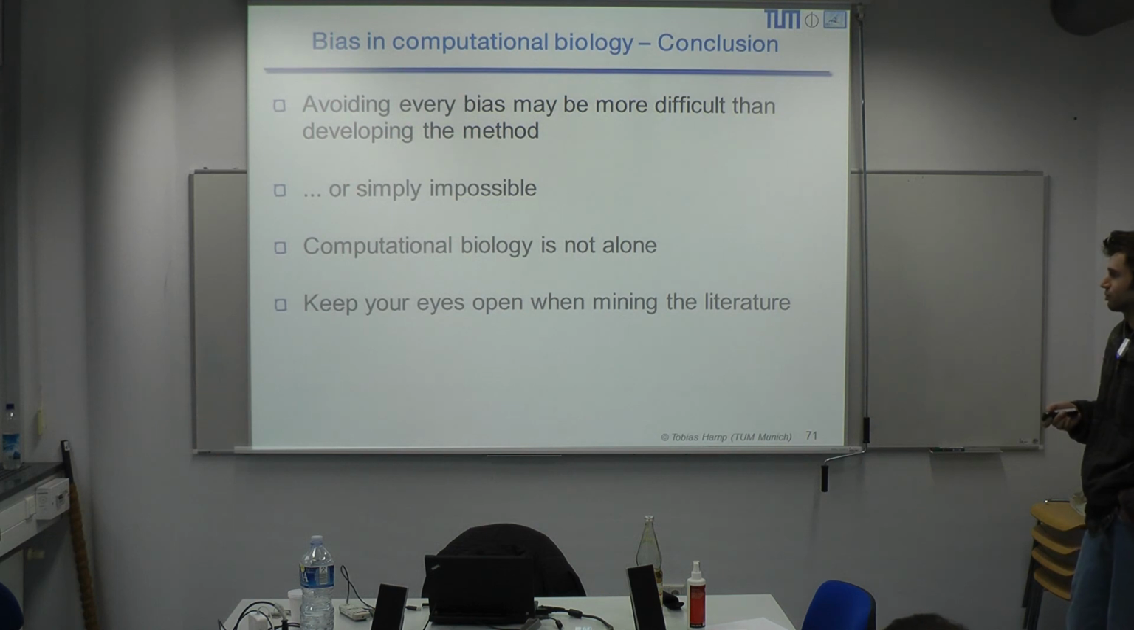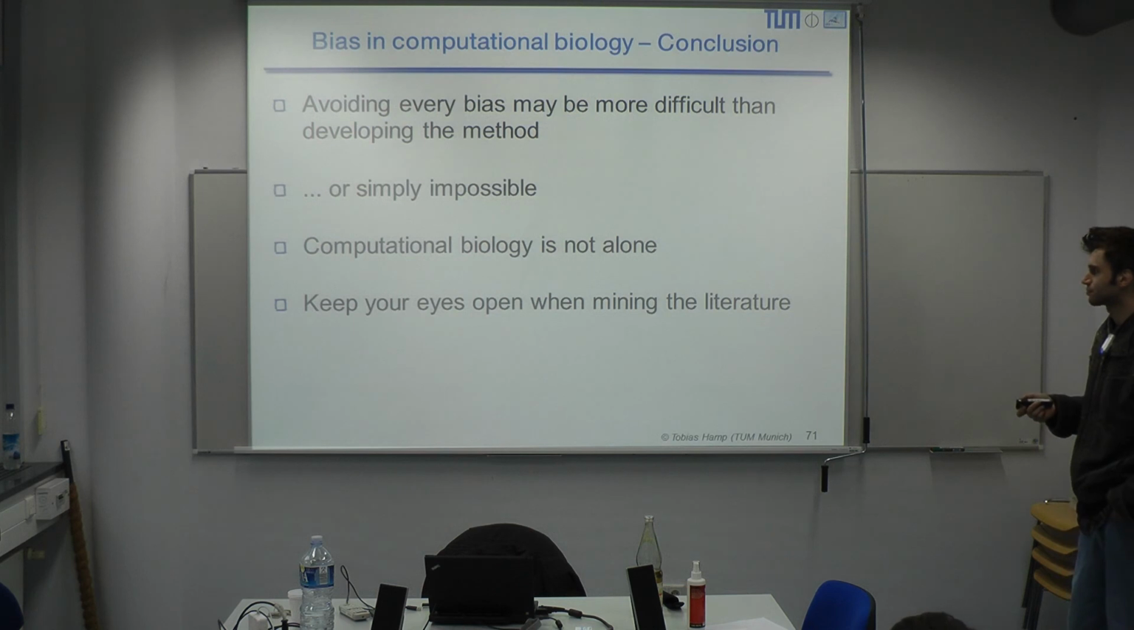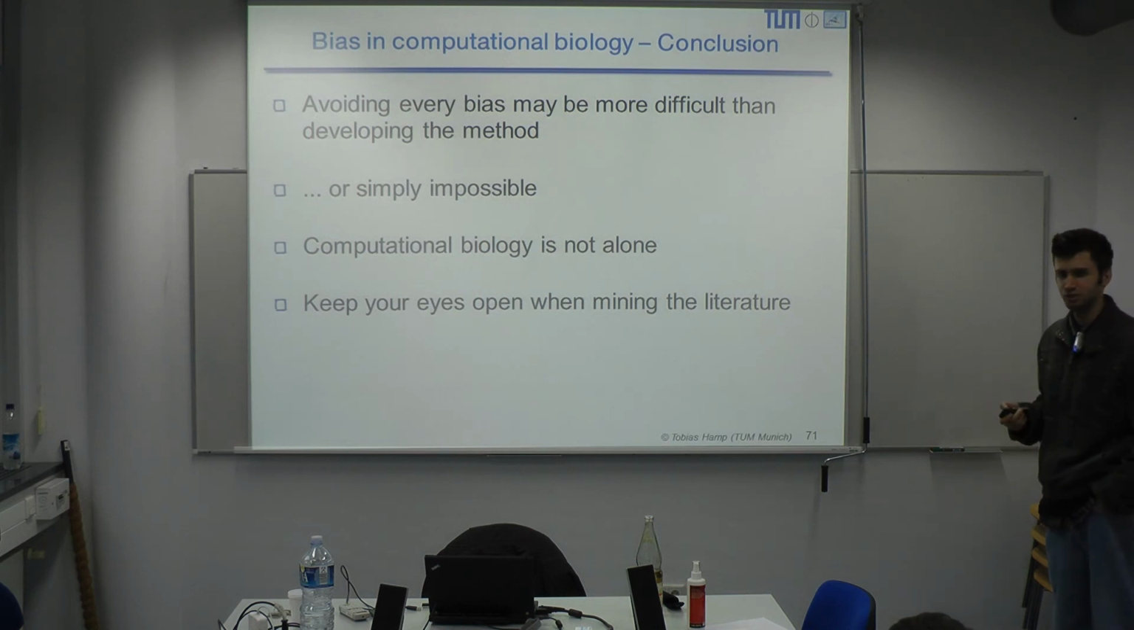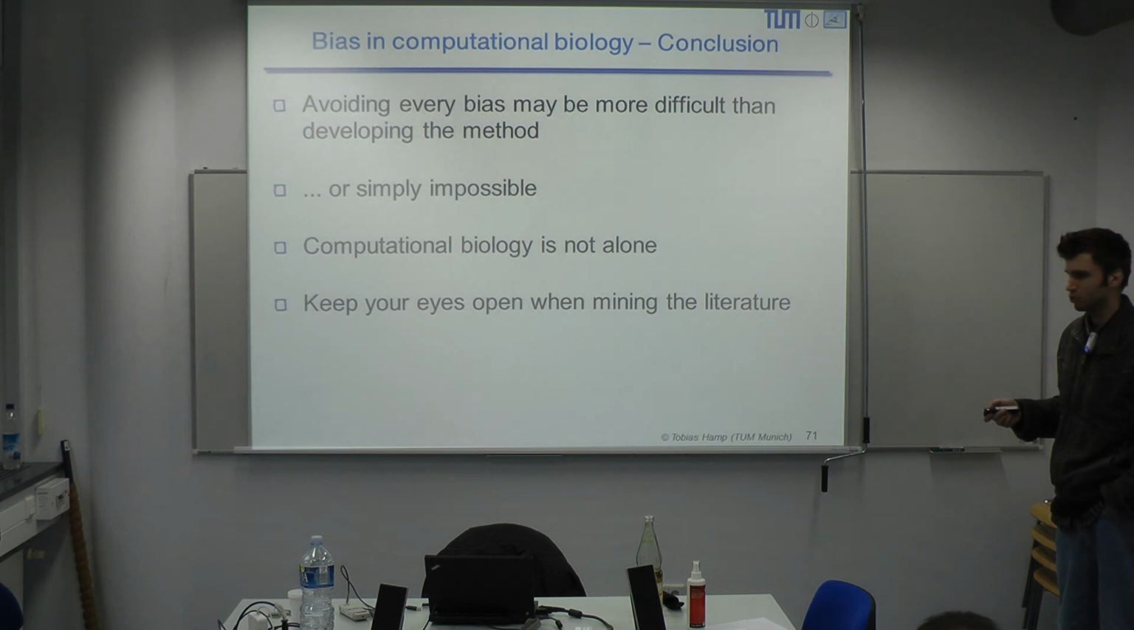And to summarize it all, it is very difficult to avoid all the biases that I just described. It may be even more difficult than developing an actual prediction method, or it may not be possible at all for experimental sorts of biases. Computational biology is definitely not the only field that is affected by all of this, and I advise you that whenever you read papers that try to predict something, don't take the numbers they give you for pure gold, but be critical about this. All right, so that's it, and I thank you very much.